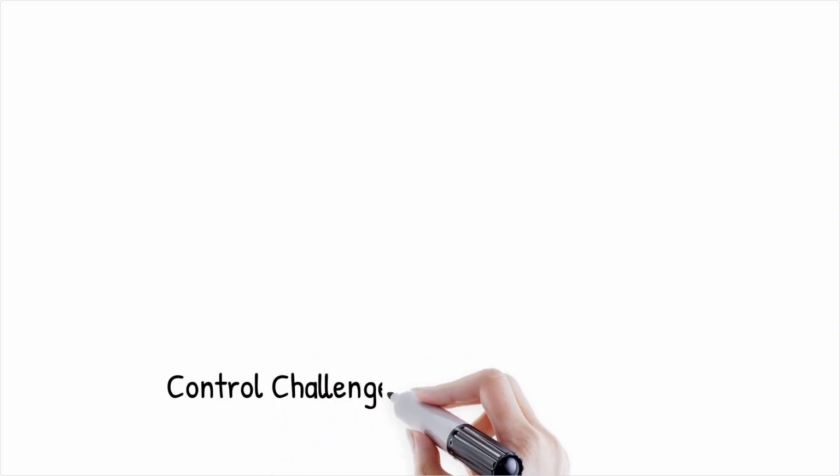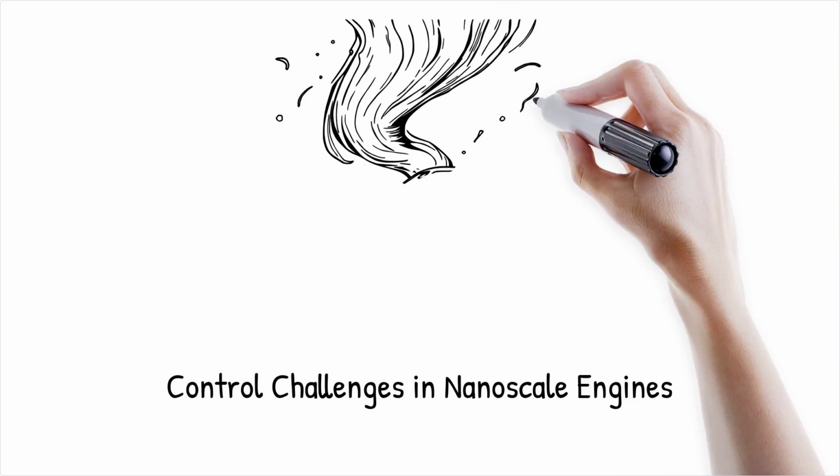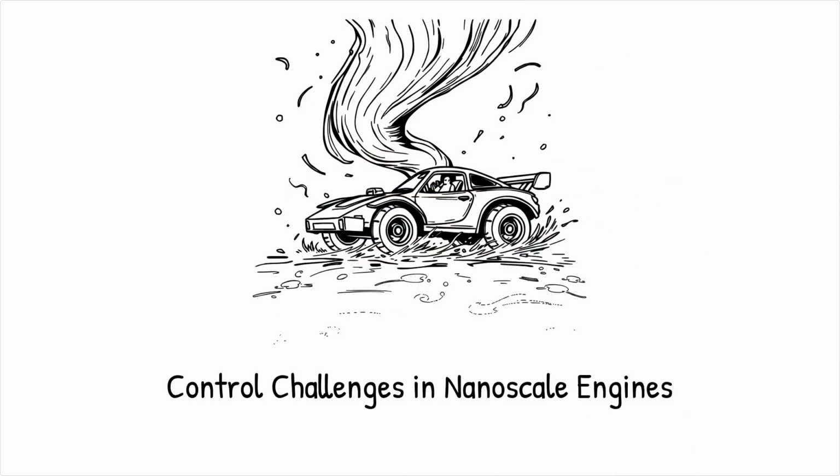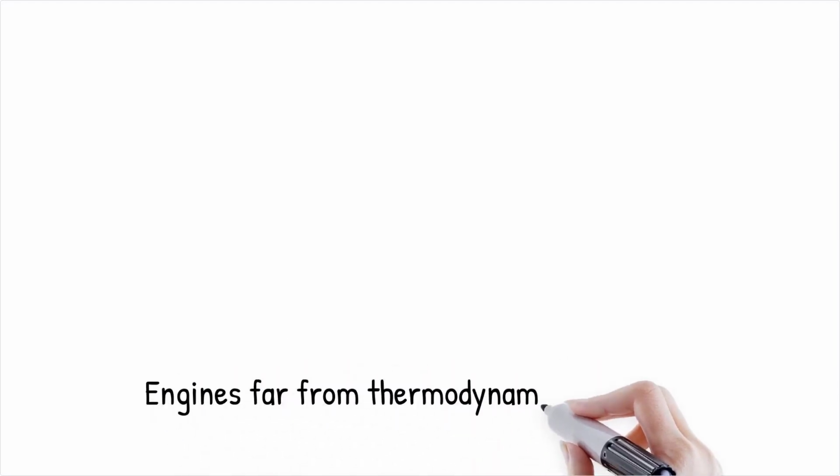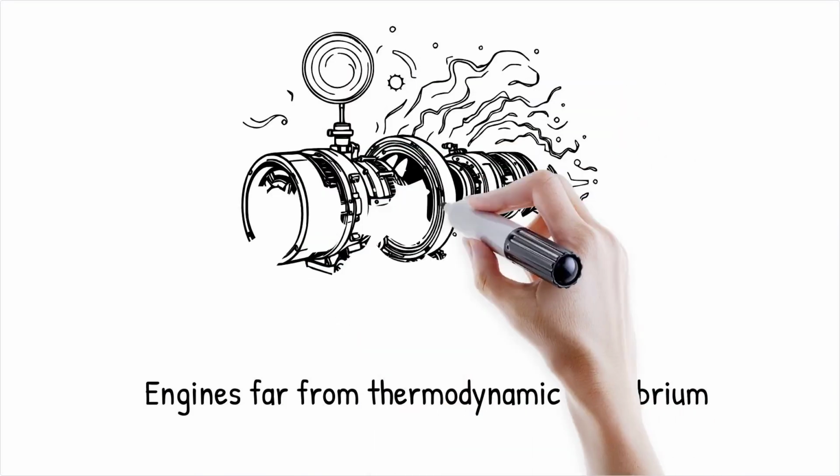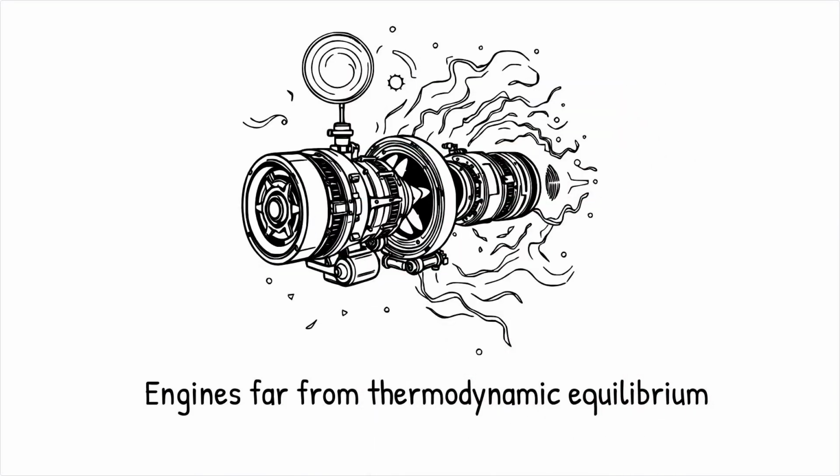It's akin to trying to control a toy car in a hurricane, where every small gust of wind, thermal fluctuation, has a massive impact on motion, making control extremely challenging. This highlights the difficulty in maintaining precise control over nanoscale heat engines. These engines operate far from thermodynamic equilibrium, where standard laws are modified by non-equilibrium thermodynamics. This field explains how systems exchange energy under fluctuating conditions, often using stochastic methods to model their behavior.